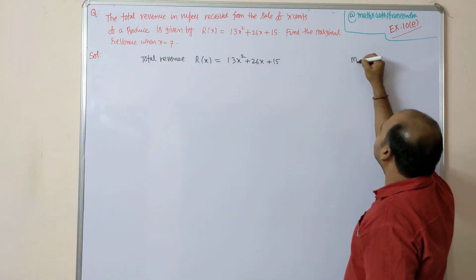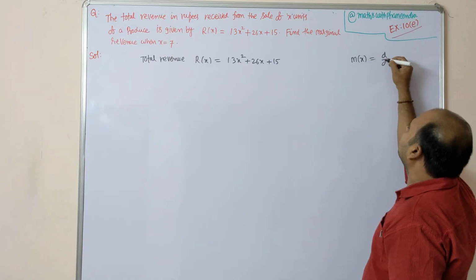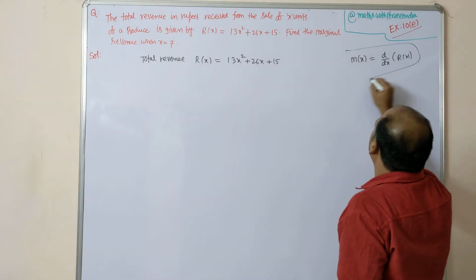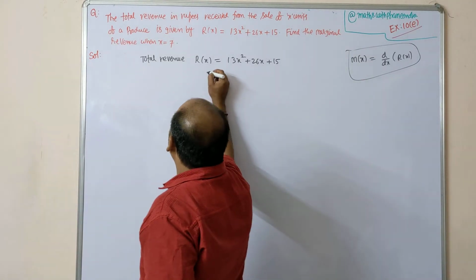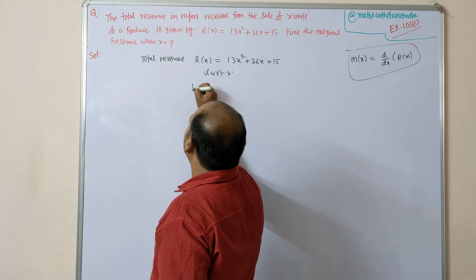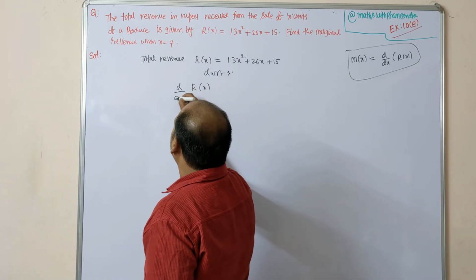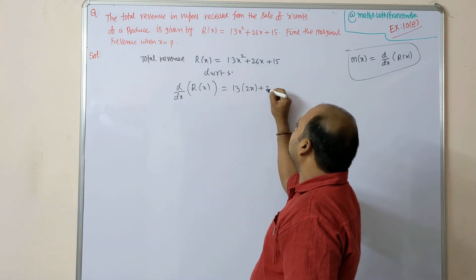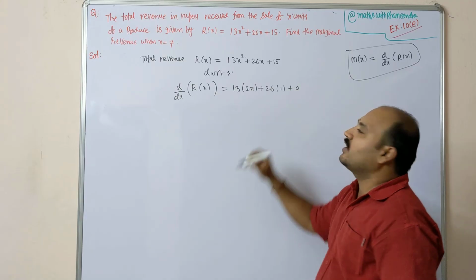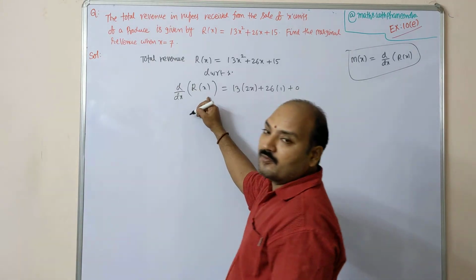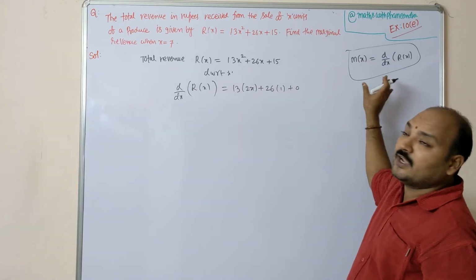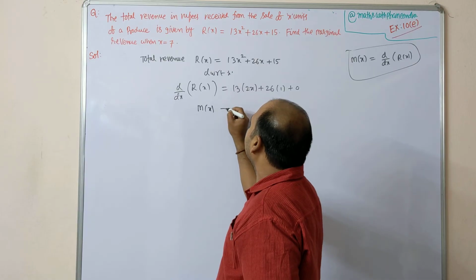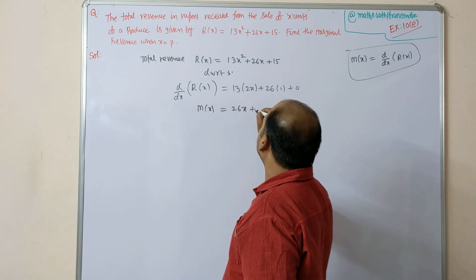So marginal revenue M(x) is equal to d/dx of the rate of change of total revenue. Here total revenue is R(x). So differentiate with respect to x. d/dx of R(x) is equal to 13 into x² derivative 2x, plus 26 into x derivative is 1, and constant derivative 0. So d/dx of R(x), the rate of change of total revenue, is equal to marginal revenue, that is M(x) = 26x + 26.